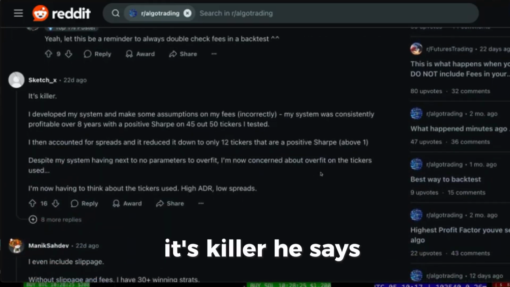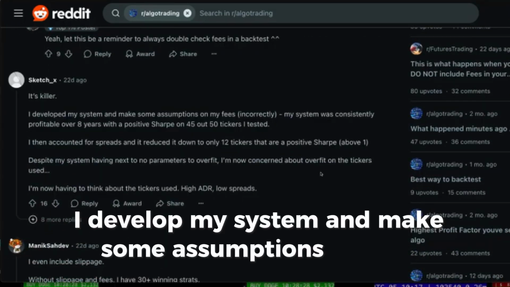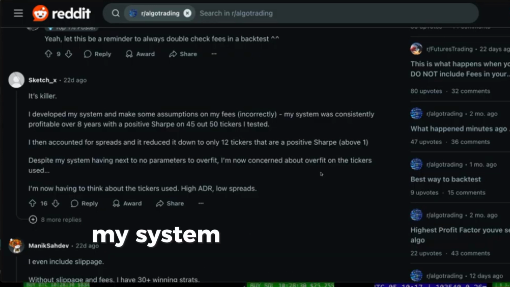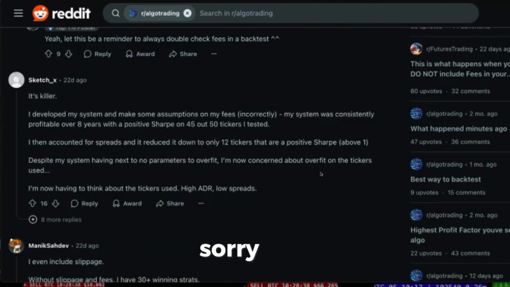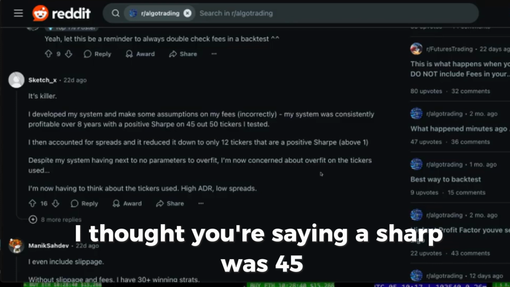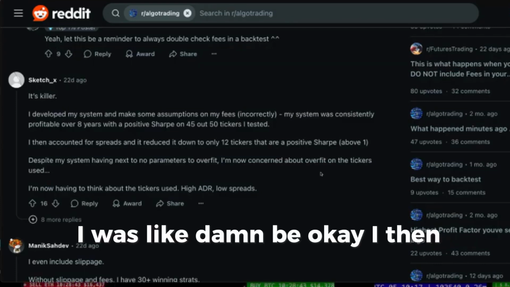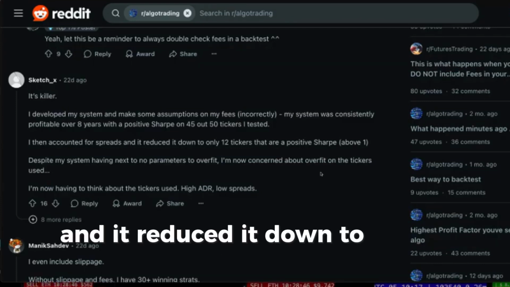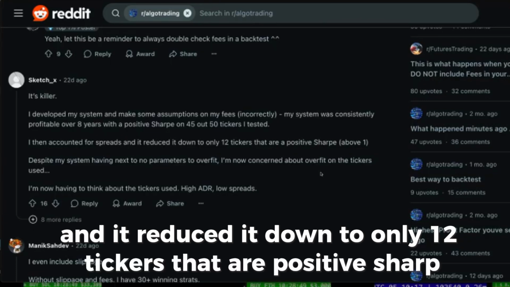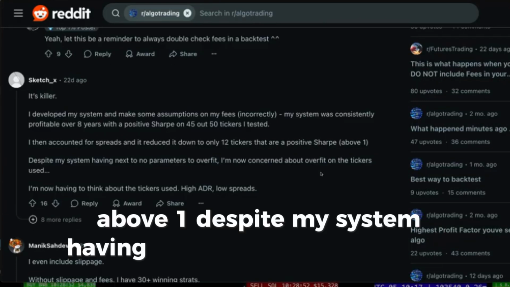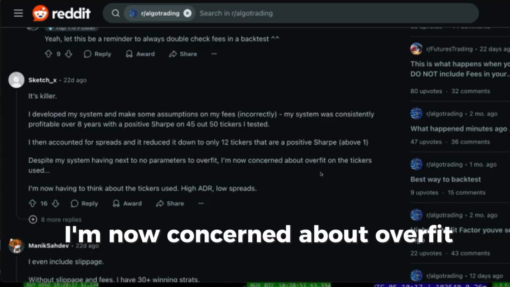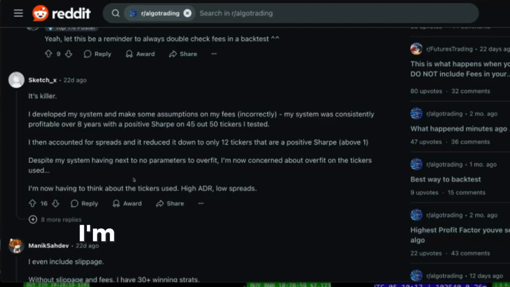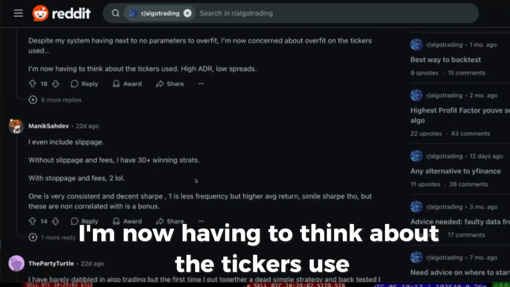"It's a killer," he says. "I developed my system and made some assumptions on fees incorrectly. My system was consistently profitable over 8 years with a positive Sharpe on 45 out of 50 tickers." Okay, sorry, I thought you were saying his Sharpe was 45. "I then accounted for spreads and reduced it down to only 12 tickers with a positive Sharpe above 1. Despite my system having next to no parameters to overfit, I'm now concerned about overfit on the tickers used."